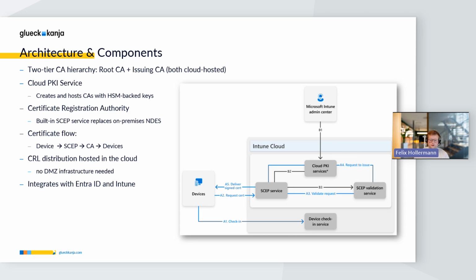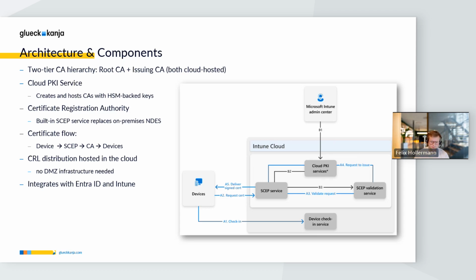A2, the device sends its certificate signing request to the SCEP service. The private key is generated on the device and never leaves it. Only the CSR travels to the cloud. A3, the SCEP service forwards the request to the SCEP validation service, which verifies that the request comes from a managed device and that the SCEP challenge hasn't been tampered with.